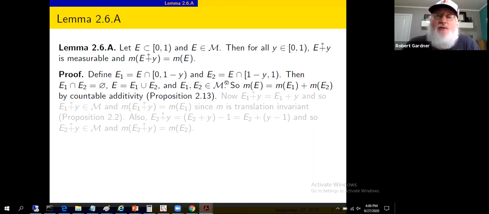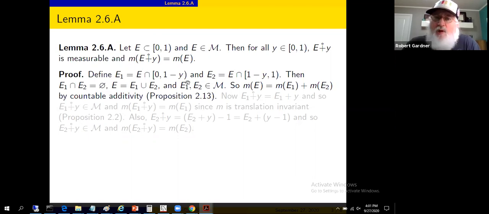and E sub 2 to be the rest of set E, E intersect the interval from 1 minus y to 1. We've included the 1 minus y in the E sub 2 stuff and not in the E sub 1 stuff. So what we've done is taken set E and cut it into two pieces, cutting it at 1 minus y as indicated.